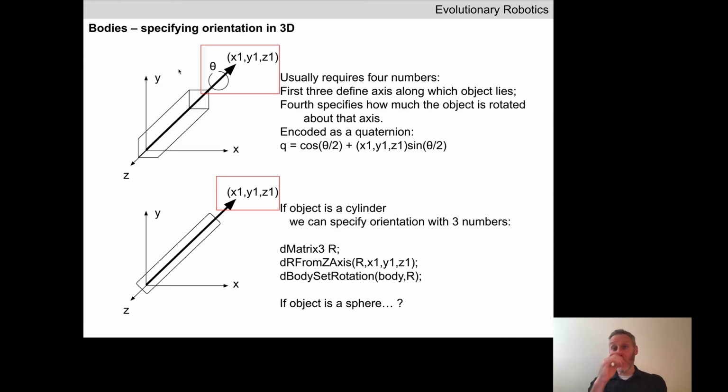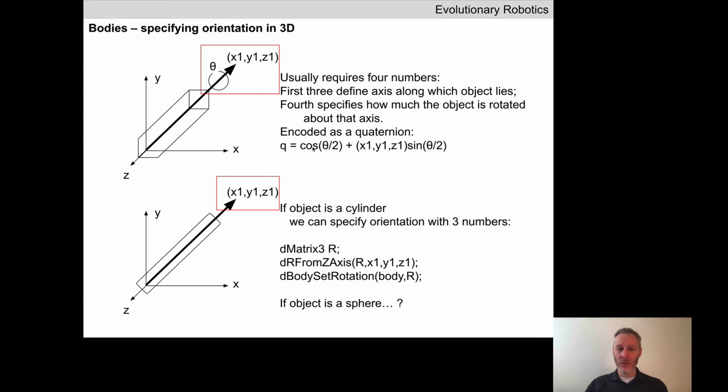When we specify the orientation, this can be a tricky thing to do in 3 dimensions because strictly speaking, we need 4 numbers. We need to take our object. We need to indicate how it's rotated about 3 axes and then how much it's rotated about that 3-dimensional axis. Those 4 numbers are usually encoded in what's known as a quaternion. Unless you're mathematically inclined, it's exceedingly difficult to manipulate, to think about quaternions.